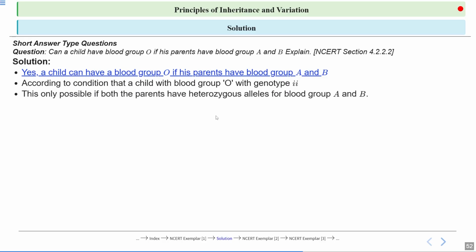Okay, so this is only possible when the parents are heterozygous. Both the parents should have at least one small i allele. Then only the child can have O blood group, because it will inherit one small i from the father and one small i from the mother. So this means the father should have the genotype IA and small i, and the mother should have the genotype IB and small i, or vice versa.